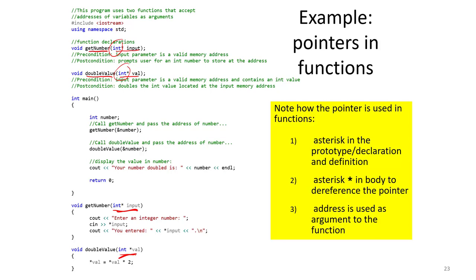Also, if I want to actually get the input inside my function body, notice I have to use asterisk in order to manipulate the data where that pointer points. For example, in getNumber, I'm using cin asterisk input in order to take a number from the monitor and from the keyboard and store it in my pointer input.